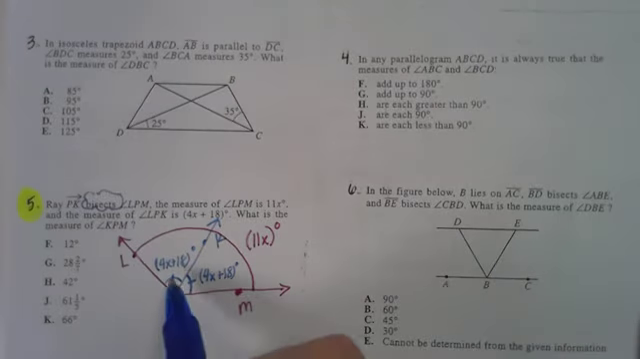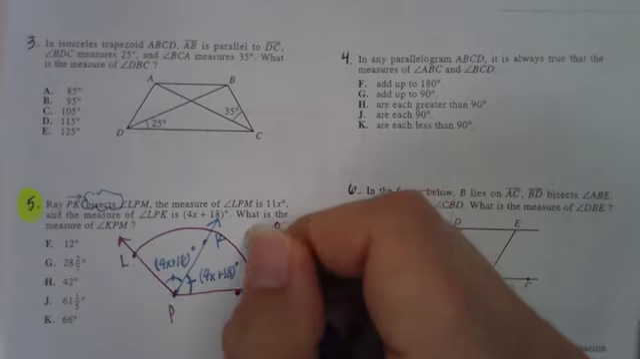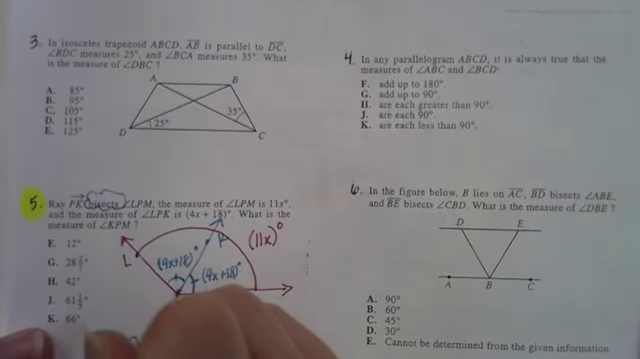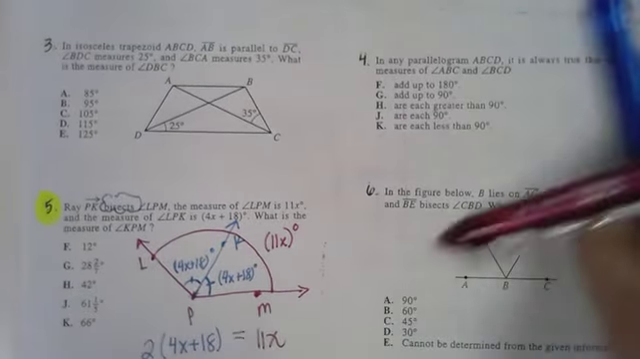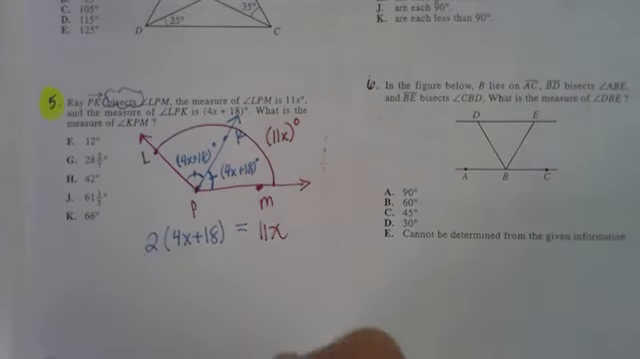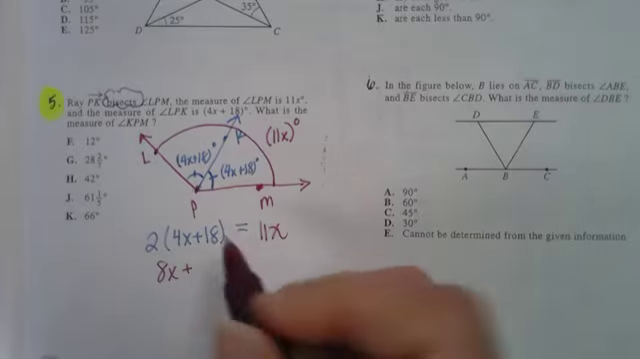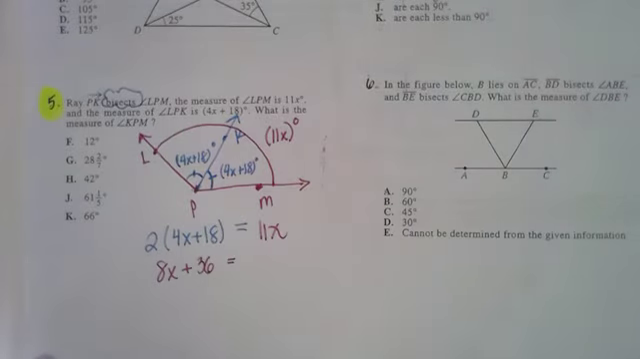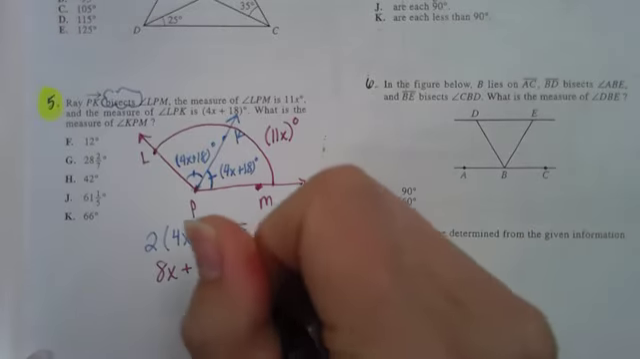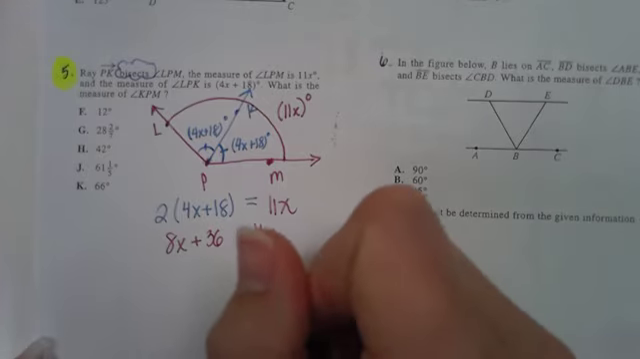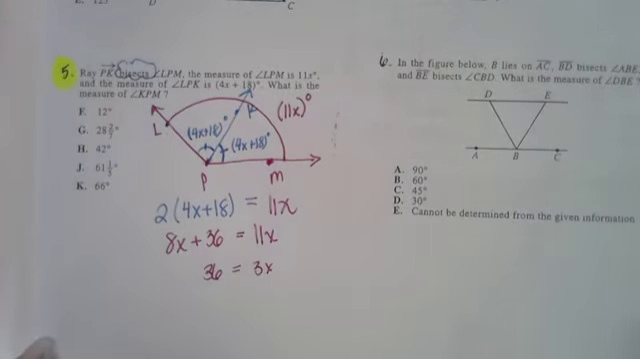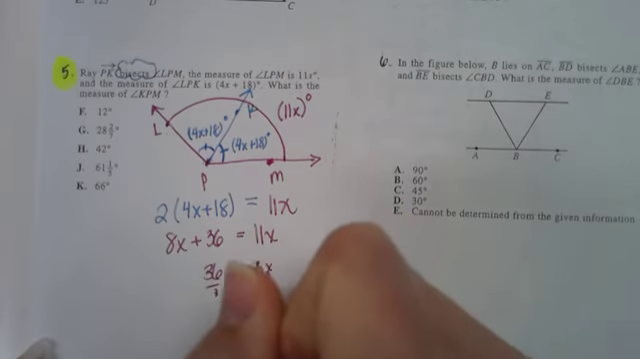Okay? And if we add these two things together, what should it equal? 11x. The whole thing is 11x. So 2 of these 4x plus 18s must equal the 11x. All right, so we get 2 times 4, 8x's. 2 times 18 is 36. And that equals 11x. And then what can we do? Subtract 8x. Yep, so we would have 3x equals 36. And then we can divide by 3, and we get x equals 12.